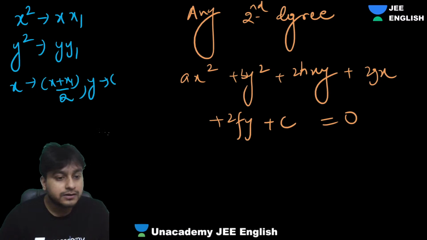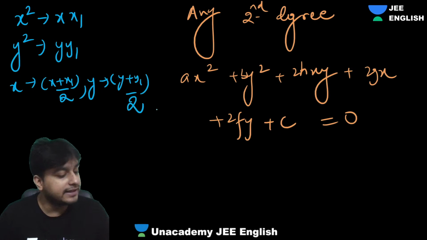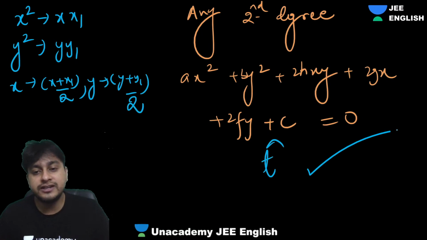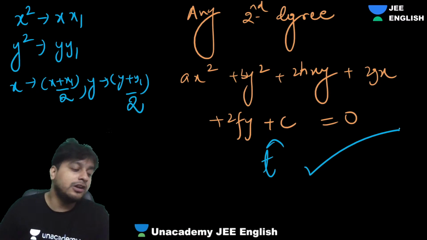Understood? Understood, guys? So here you have to fill in the values and then you will get the tangent equation. Understood, guys? What's happening here? Understood the logic behind it?